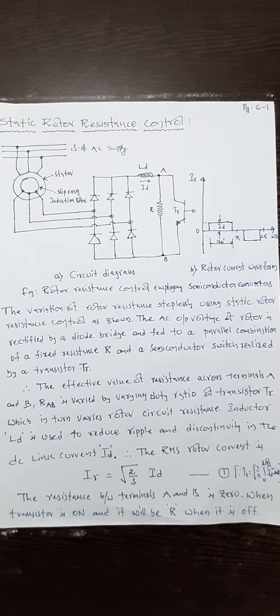Basically, induction motor speed control from the rotor side is exclusively applicable to the wound rotor or slip ring type of induction motor. The main concept is that the slip power is collected and fed back to the source instead of being wasted. There are different methods: conventional rotor resistance control, static rotor resistance control, as well as slip power recovery schemes. In the earlier class we covered conventional rotor resistance control.